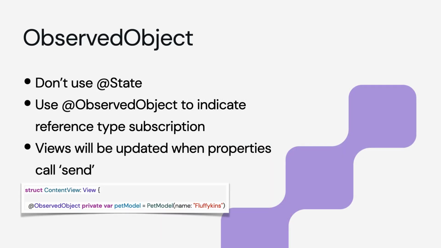Once your model is an ObservableObject with published properties, how do you add it as a dependency on a view? Instead of using the @State or @Binding attributes, use @ObservedObject. That will tell SwiftUI that the data is an external reference type and that it should subscribe for changes in the model that can be published at any time.